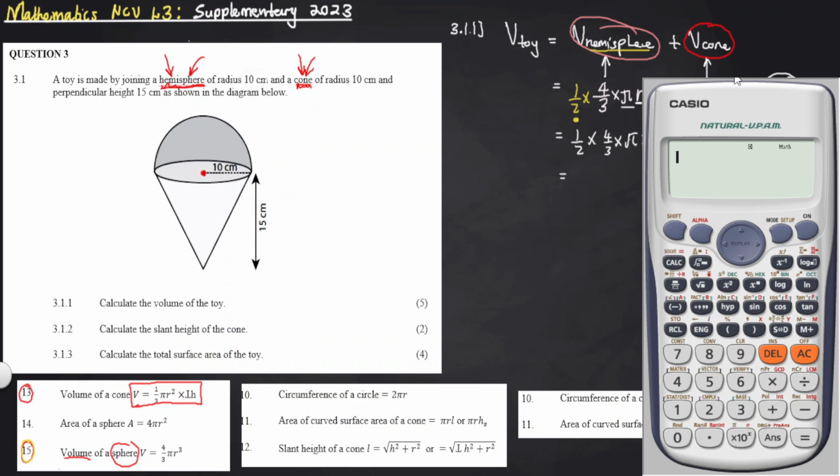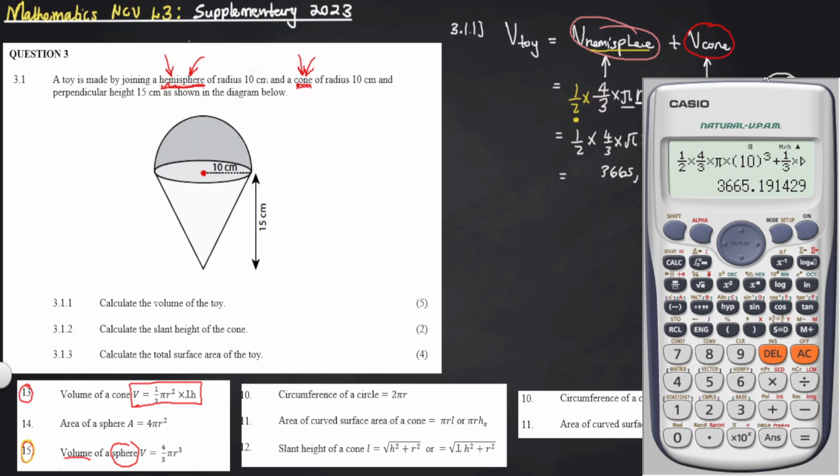Okay, so it's going to be half multiplied by 4/3 multiplied by pi, multiplied by 10 raised to exponent 3, plus 1/3 multiplied by pi multiplied by 10 squared multiplied by 15. So this is my final answer. I'm going to round it off to 3 decimal places. It's 3665.191. So that's the answer.